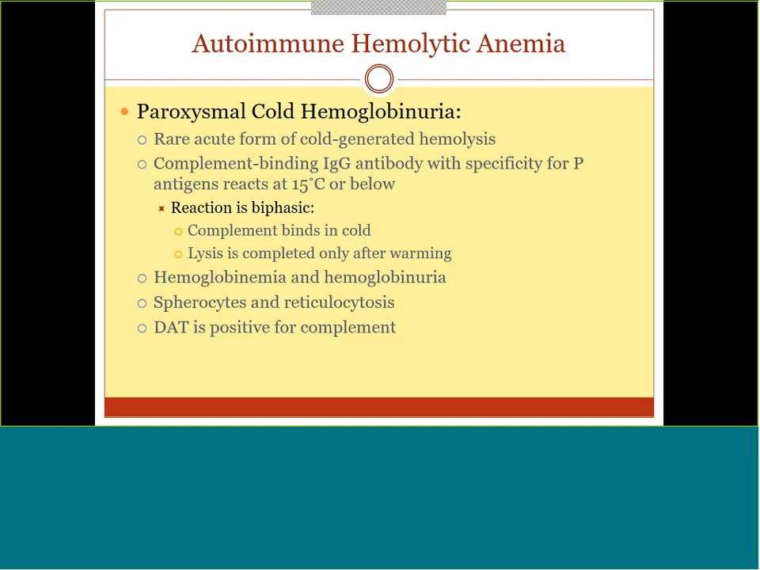So PCH, paroxysmal cold hemoglobinuria, is an IgG-based hemolytic process. It's still an intravascular process, so you're still going to see the same signs of hemoglobinemia, hemoglobinuria, reticulocytes, and that kind of thing.